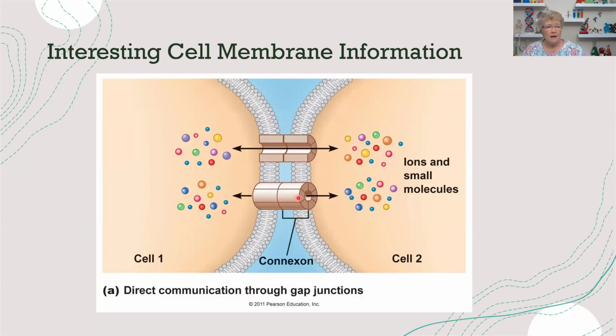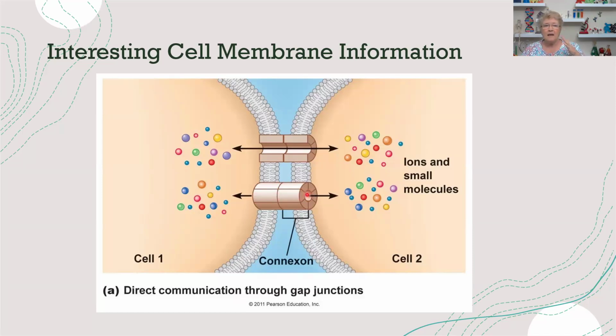So these connexons, they're in the center right here. This would be called a gap junction. So that's the little tiny space in between two cells. These connexons are tubes that poke through the cell membrane of two adjacent cells like this.